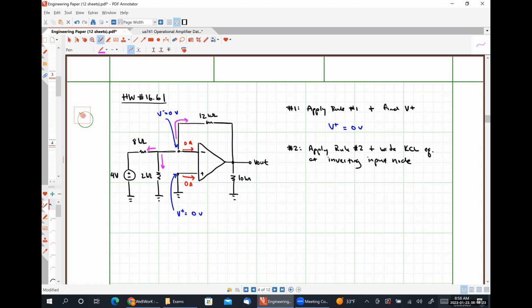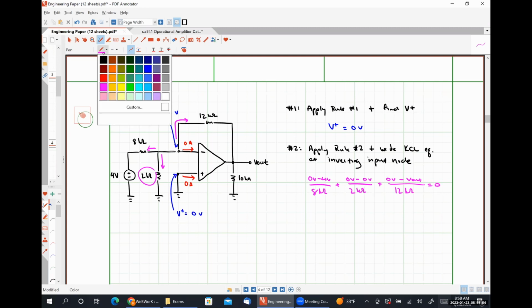So our current to the left is going to be 0 volts minus 4 volts over 8 kiloohms. Our current down is going to be 0 volts minus 0 volts over 2 kiloohms. So this resistor right here was just there to trip you up. And then we're going to have 0 volts minus V out over 12 kiloohms is equal to 0.